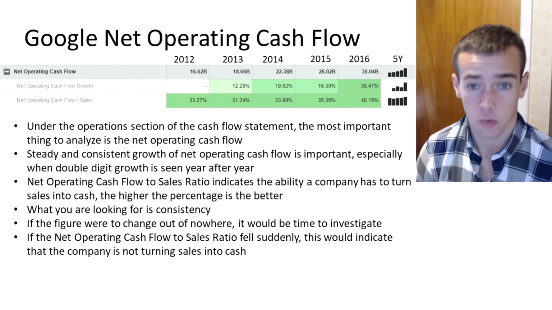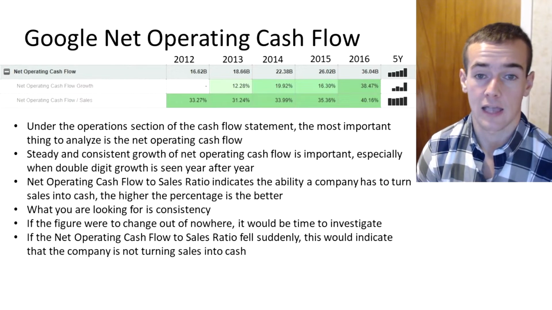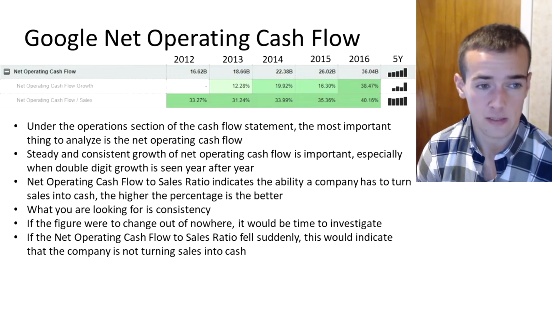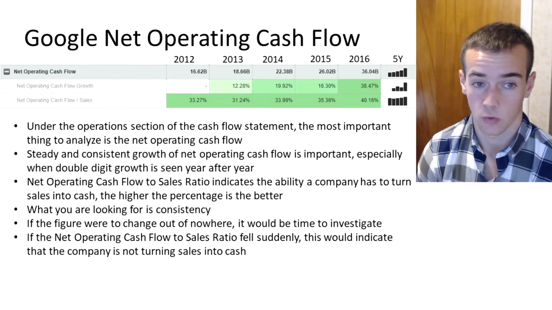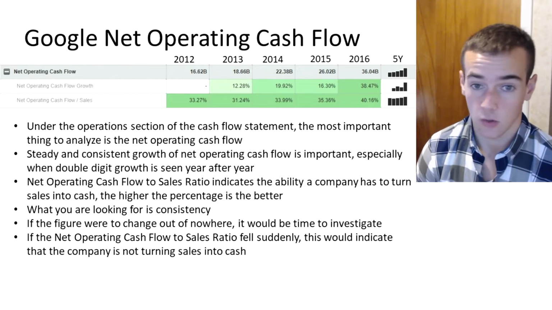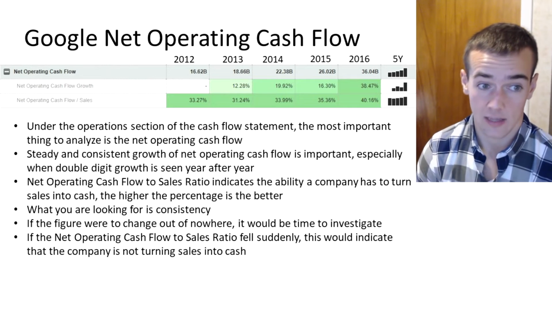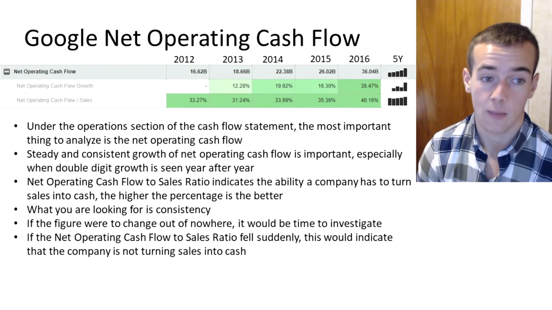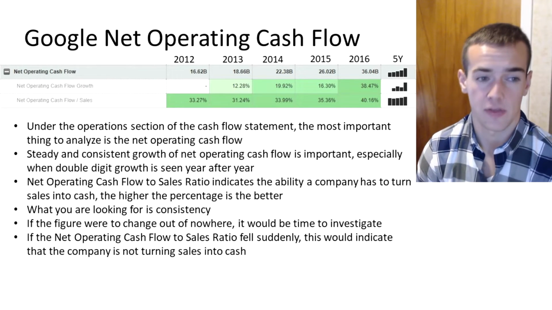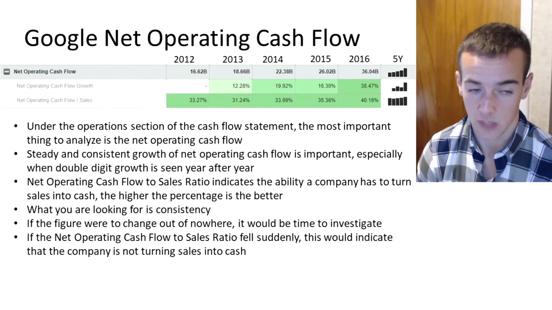So this is what it's actually going to look like on top. We're looking at the last 5 years and then the 5-year trend of the net operating cash flow for Google. And there's a lot that goes into this document. I don't really go that in depth with it. I look at two figures here. Those are the net operating cash flow growth and then the net operating cash flow to sales ratio.